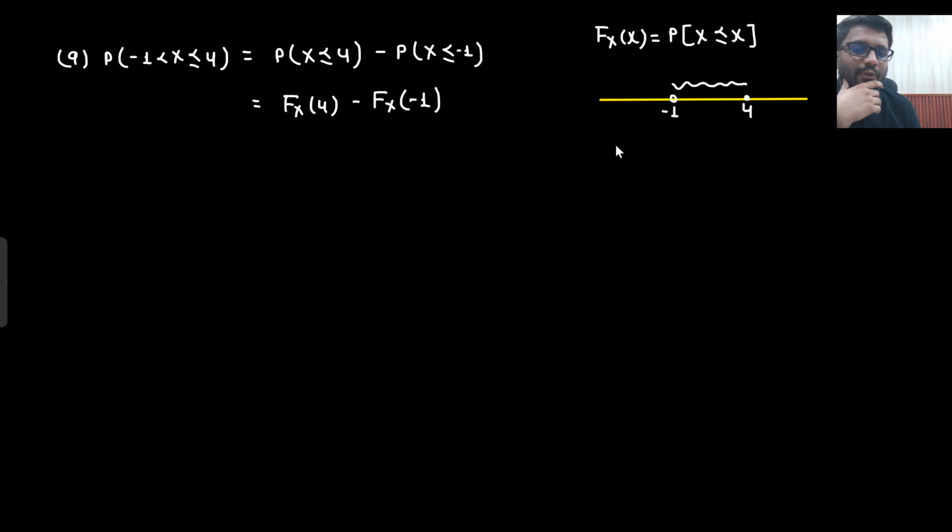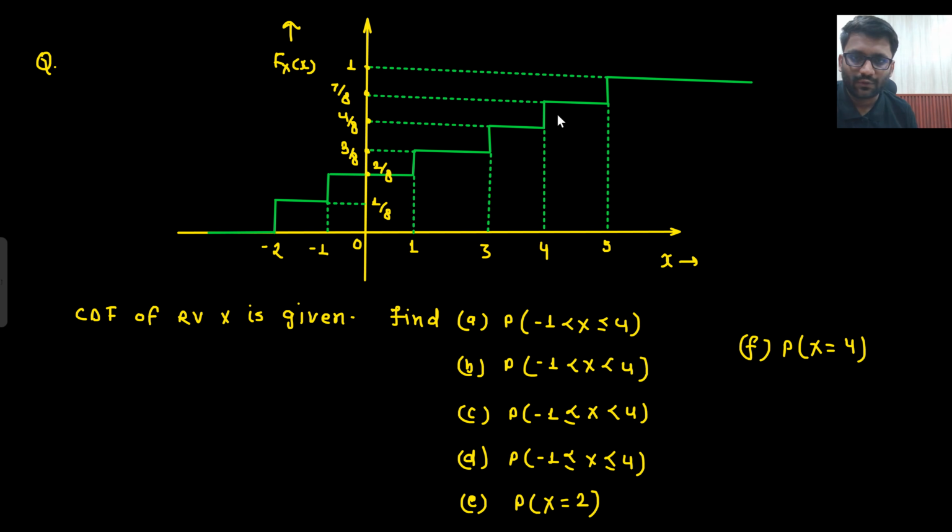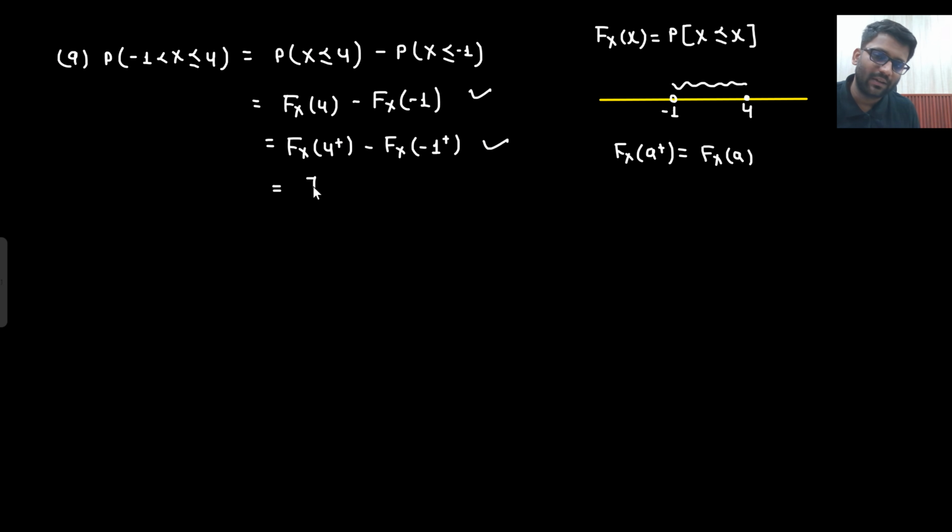And one thing you already know: in case of CDF, fx of a plus is equal to fx of a. So this can be written in this form as well: fx of 4 plus minus fx of -1 plus. Is that clear to you? So that plus sign could also be given. This can also be mentioned in your examination, and this can also be mentioned in your examination. Although you can calculate the value, fx of 4 plus is 7 by 8. Fx of -1 plus is 2 by 8. So 7 by 8 minus 2 by 8. What is the answer you are getting? 5 by 8.